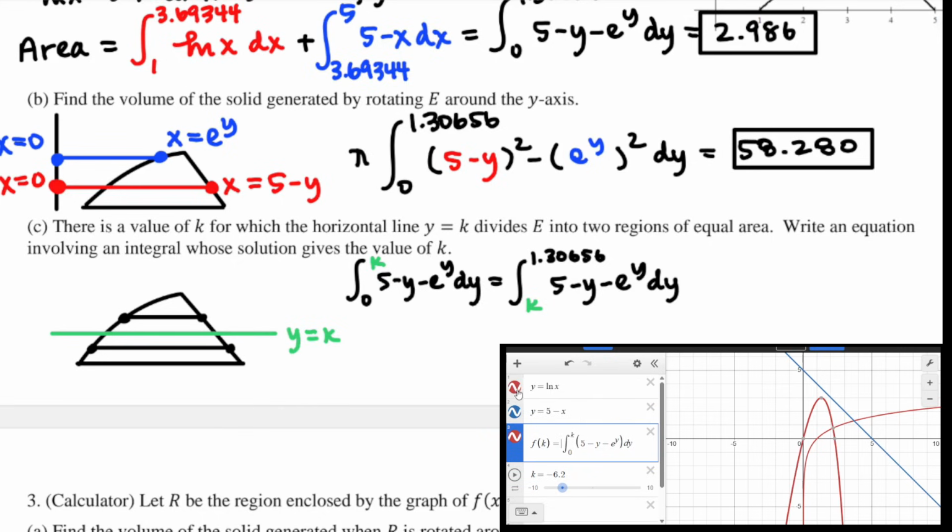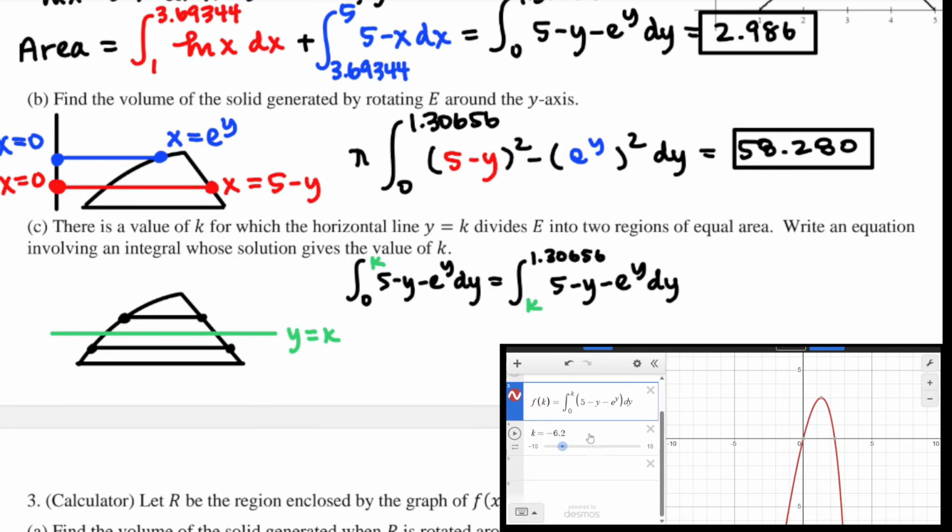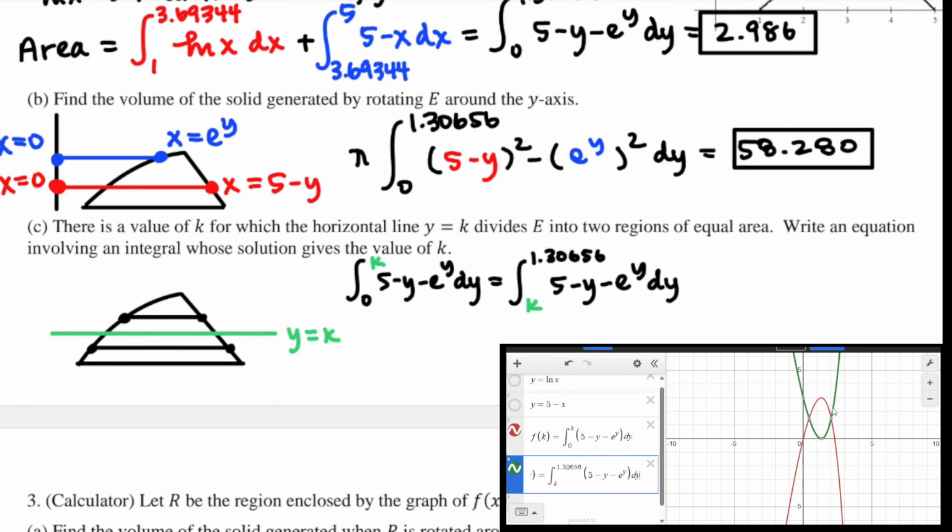And so for now, I'm going to turn these things off. And then the other integral that I want this to be equal to, I'm going to call a different function of k, equals the integral from k up to 1.30656 of the same thing, 5 minus y minus e to the y. And then they should intersect somewhere between 0 and 1.30656, right? And they do, okay, yeah, that would make sense.